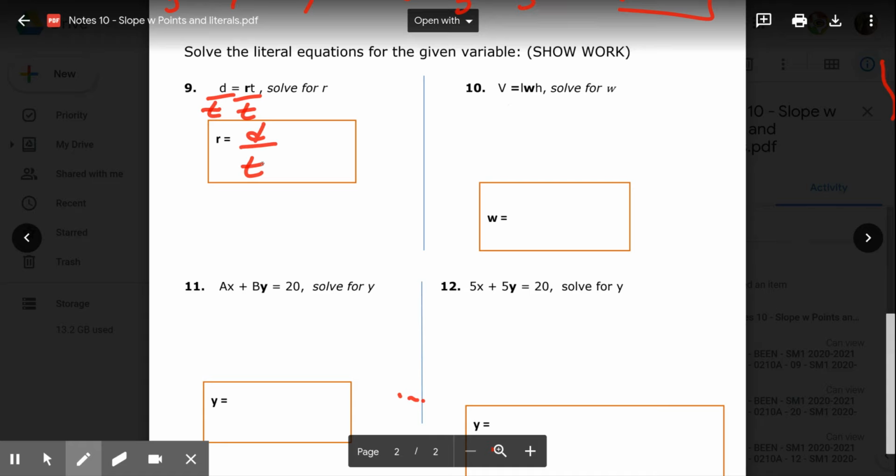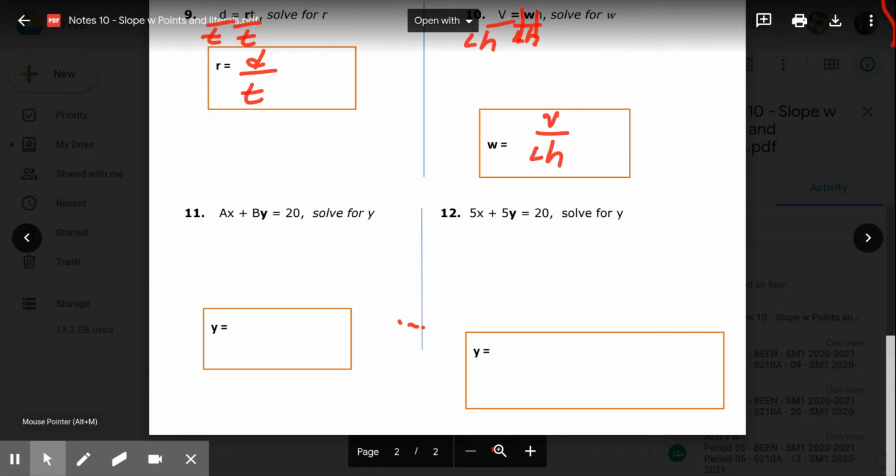On number 10, again, this is multiplication. We're going to solve for w. So I can divide both sides by LH. Divide both sides by LH. So the L and H cancel out. So W is equal to V over LH.